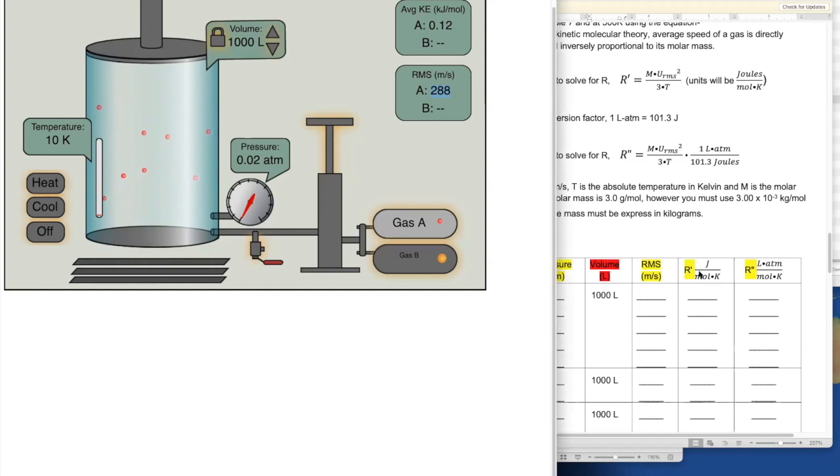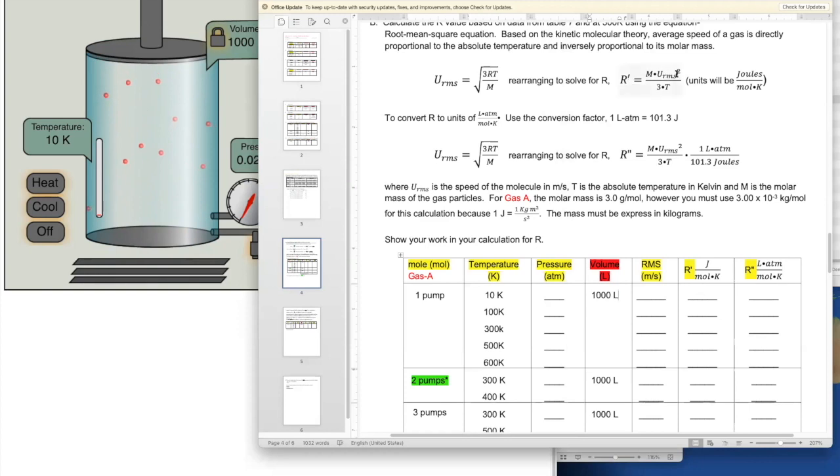288. What is R prime in joules per mole? Right here. R prime is RMS squared times the molar mass divided by 3 divided by T. So what is the molar mass for gas A? It's 3.0 grams per mole. However, you must use 3.00 times 10 to the minus 3 kilograms per mole in order for the units to be correct. So I tell you what the molar mass is. You can now plug it into this equation and calculate R prime.